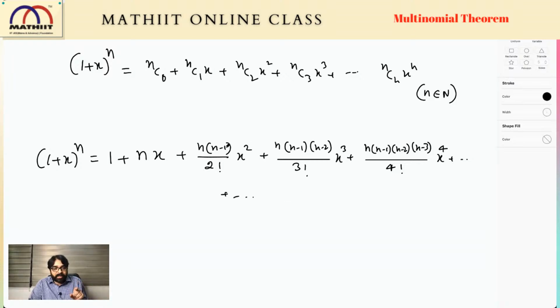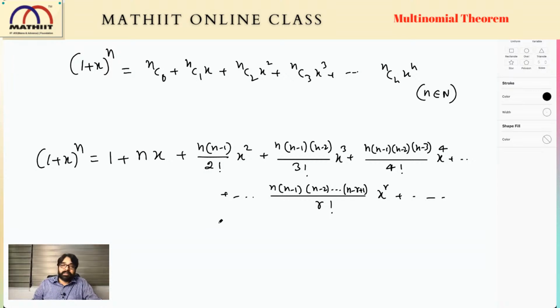First, check it here. If power 2, it's going till 1. Power 3, it's going till 2. Power 4, going till 3. So for x power r, what will happen? It will start from n and go up to n minus r plus 1. See, power 4, so it's going n minus 1 unit less than the power. So this will become n minus r plus 1 by r factorial. Did you understand the point? And so on. Till when? Till the time it's not going to be 0.